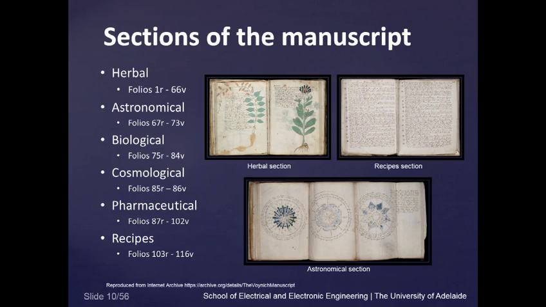Similar illustrations in the manuscript are grouped together, so we can divide the illustrations into 6 sections. There are the herbal section, astronomical section, biological section, cosmological section, pharmaceutical section, and the recipes section. The content of each section is related to its name. For example, in the herbal section, there are some drawings of herbs. Many of them cannot be positively identified yet, and some of them are even imaginary.